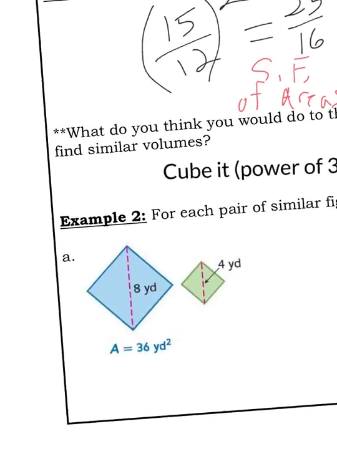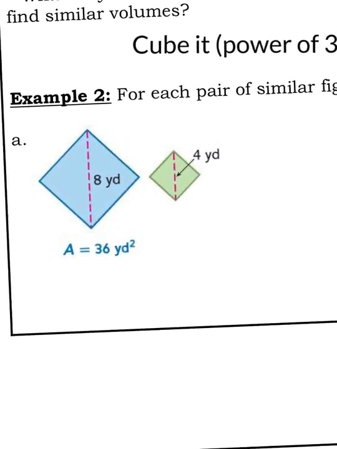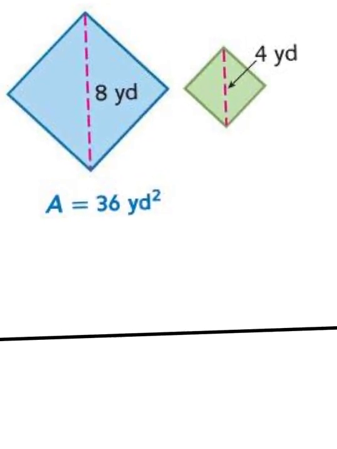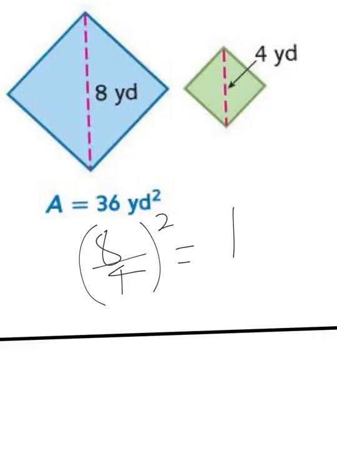Now let's do a couple more examples on this. So here I have 8 and 4. The first thing I'm going to do is figure out the scale factor of my areas. So 8 over 4, and I'm going to square it. When I square it, I just get 4. If you get a single number, throw it over 1. Okay? So that's my scale factor of areas.